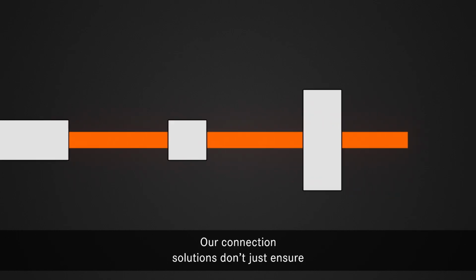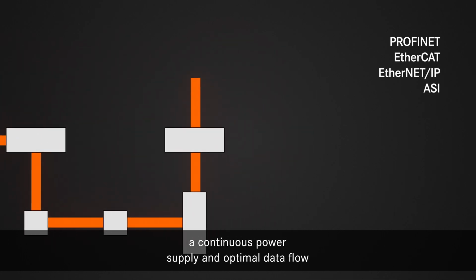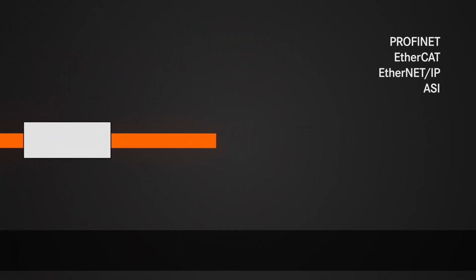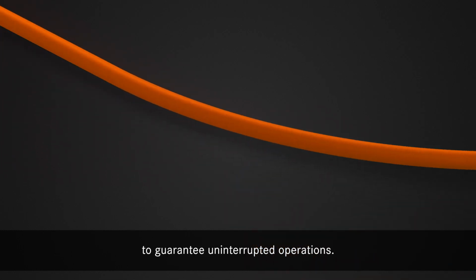Our connection solutions don't just ensure a continuous power supply and optimal data flow. They're also designed to withstand the heaviest loads to guarantee uninterrupted operations.